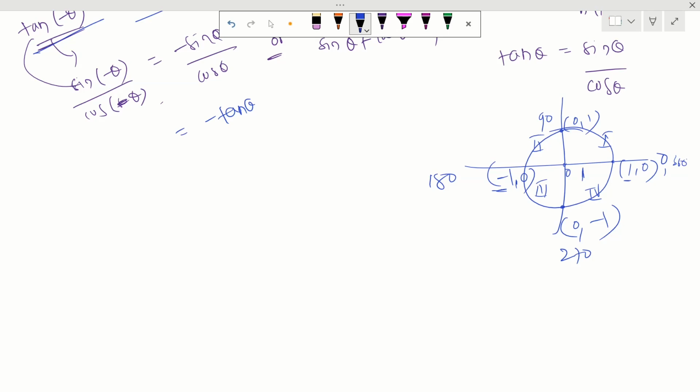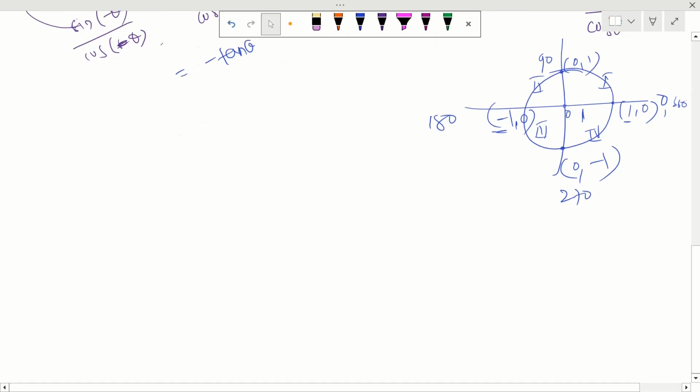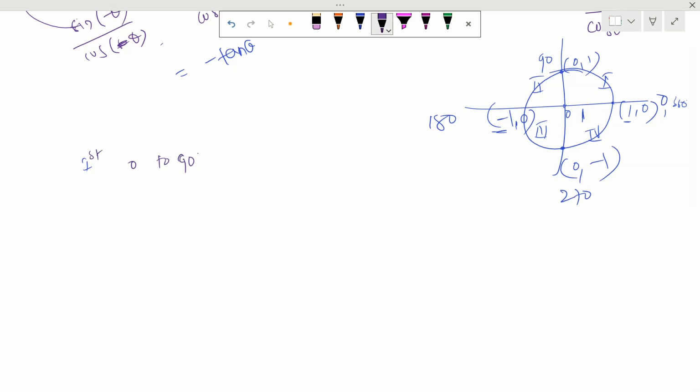And now we can write the value of the first quadrant, which is 0 to 90 degrees. So we can write the value of the x-axis. Here x is cos. Suppose it is theta, we are measuring in the positive direction. We are measuring the angle in the positive direction, then this is the cos value.